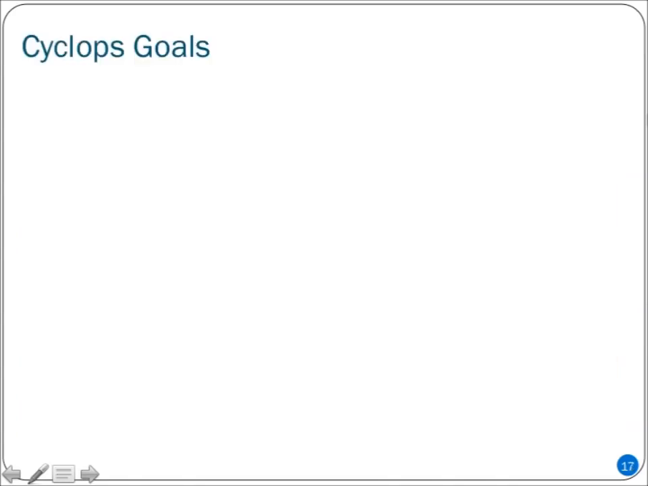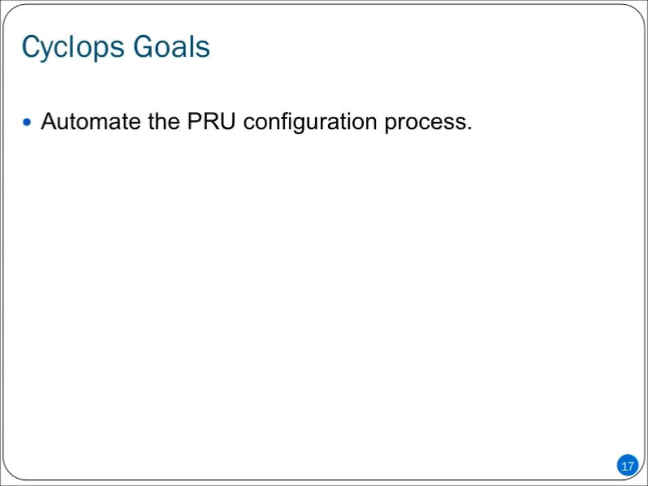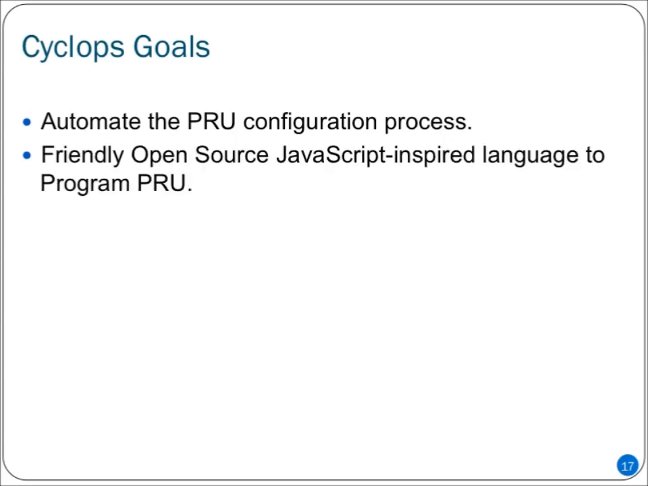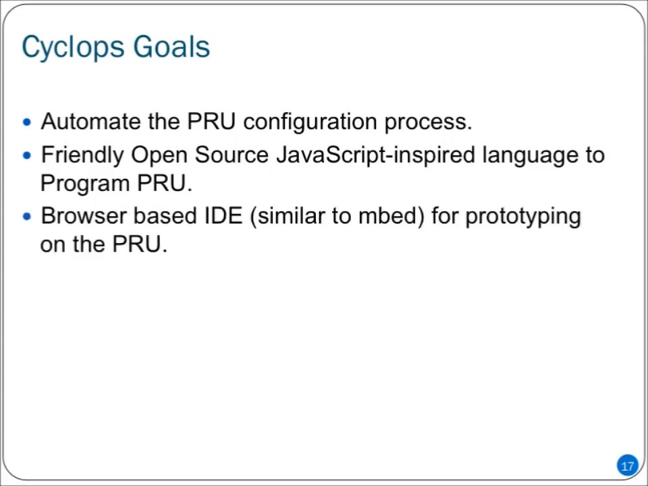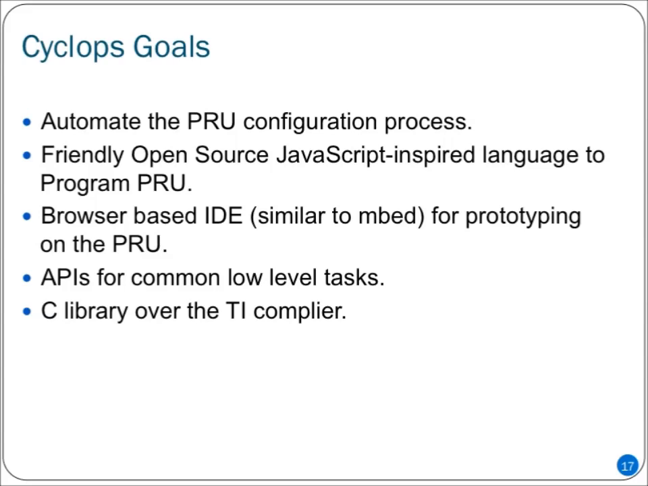Okay, let's continue. So you will deal with a framework called Cyclops in the assignment. The idea of Cyclops is to help you in automating the configuration. You don't need to do all the painful configuration stuff, and it provides an open source JavaScript-inspired language to program the PRU. It also has a browser IDE for prototyping on the PRU instead of using low-level stuff. It provides some APIs to do some common low-level stuff.